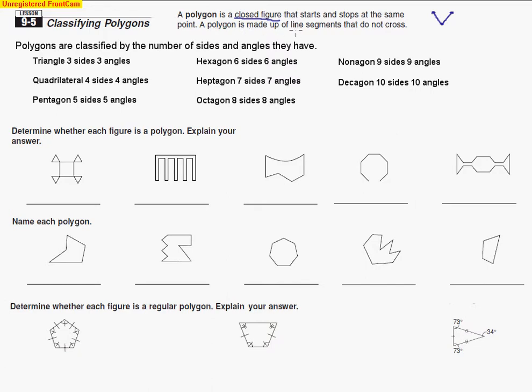A polygon is made up of line segments, so this means that it can't curve. If you start seeing a curved figure, then it's not going to end up being a polygon. And there's one more thing here: the line segments do not cross. Line segments mean that we can't have something like this where it curves. It's got to go from one point to another in a straight line. And they cannot cross, so it cannot come back on itself like this. So we cannot have this. This would not be a polygon, this would not be a polygon, this would not be a polygon. And so that's what we're looking for, and that's what the first set of directions asks us.